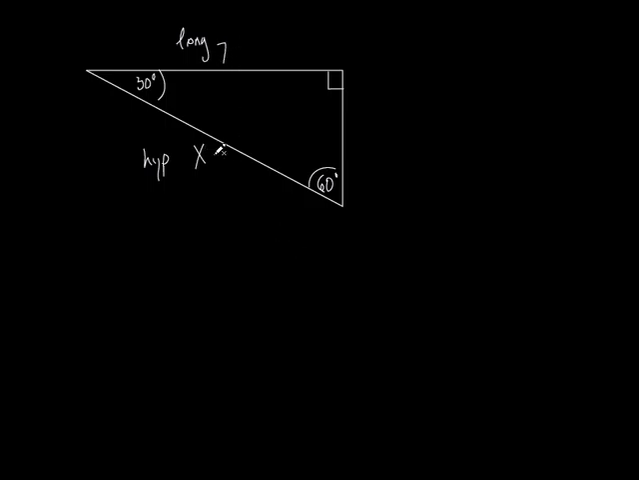So I can't go directly from this to this, but I can go from here to the short side. So if this is the short side, what do I do? If I know the long side, how do I get to the short side? I divide. That's right. I divide by the square root of 3. Let me just show you. Remember, I'll write this down again.